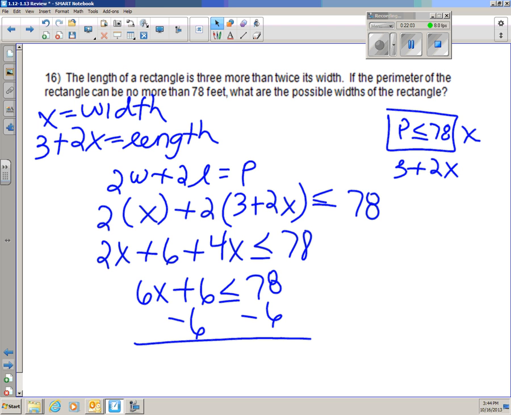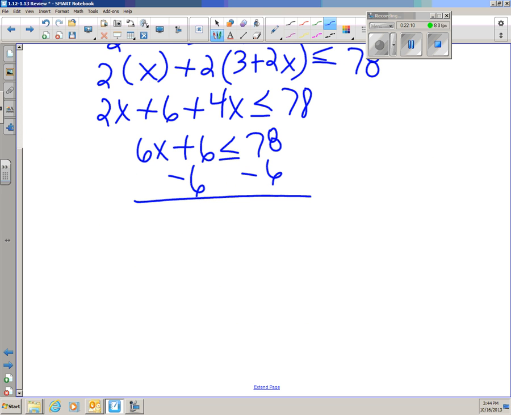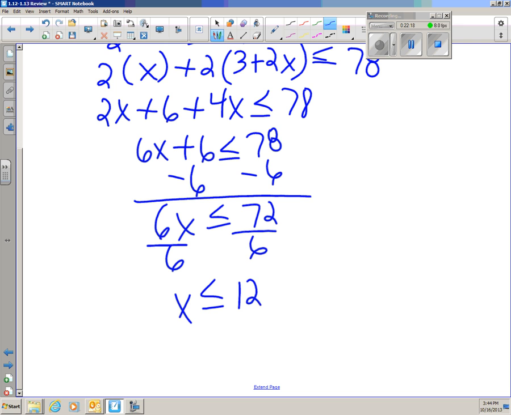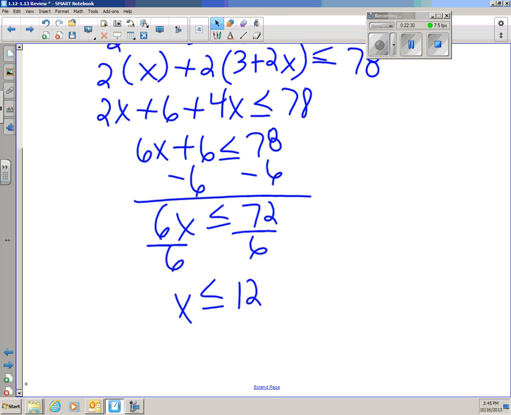Subtract 6 on both sides. 6x is less than or equal to 72. Divide by 6, divide by 6. x is less than or equal to 12. And that's exactly what the width is, right? If you go back up to your let statement, it wants x to be the width. So what are the possible widths of the rectangle? Well, the widths can be anything less than or equal to 12.